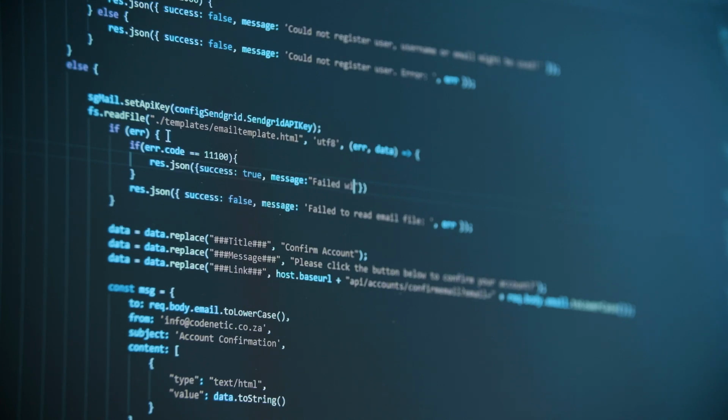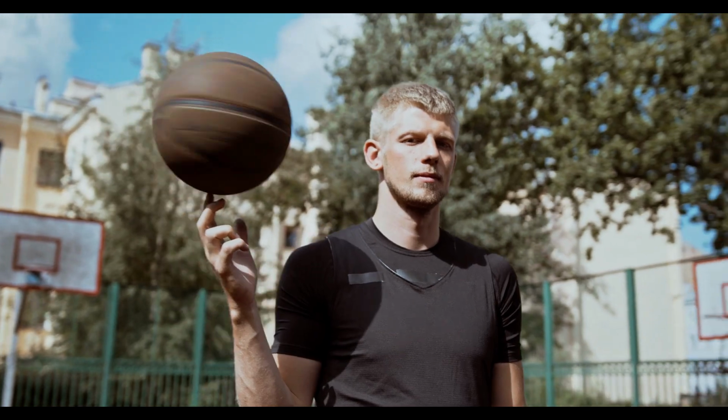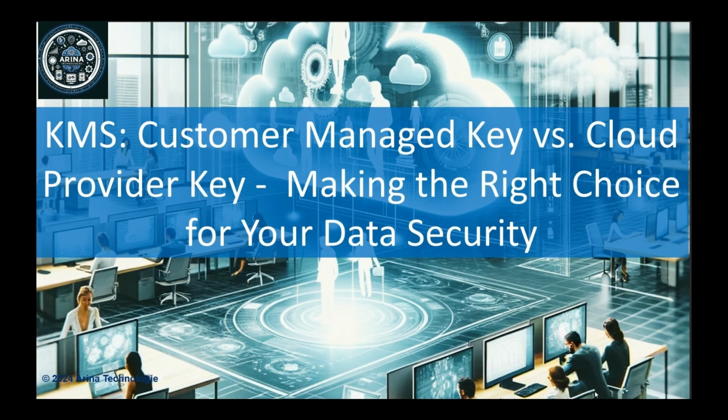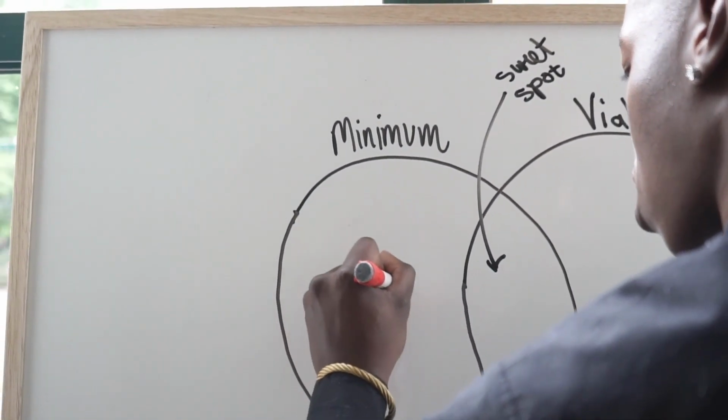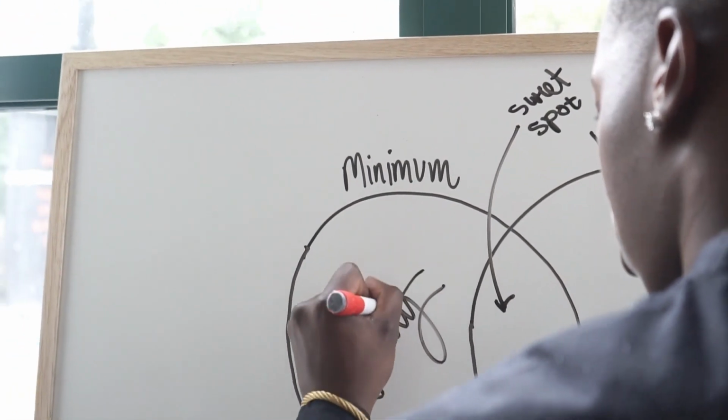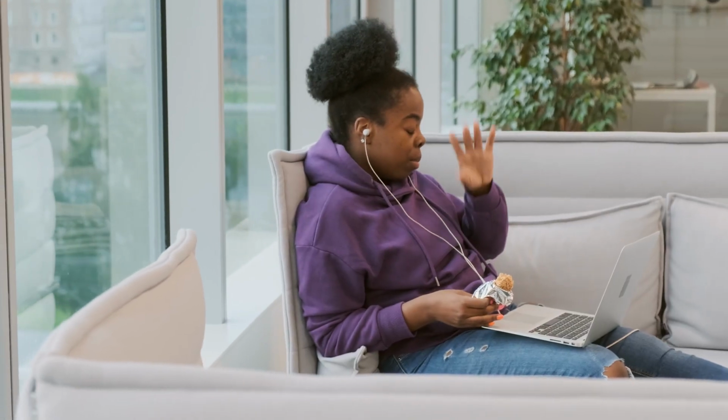In the world of cloud computing, data security is paramount. To ensure the confidentiality and integrity of your data, encryption keys play a crucial role. When it comes to encryption in the cloud, you have two primary options: customer managed keys and cloud provider keys. In this video, we'll explore the differences between these two approaches and help you decide when to choose each one.